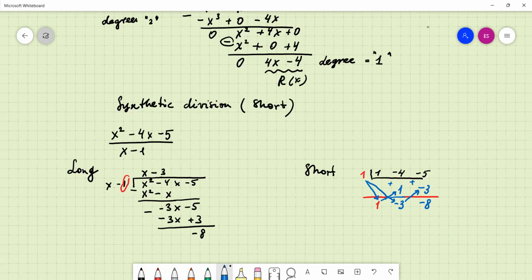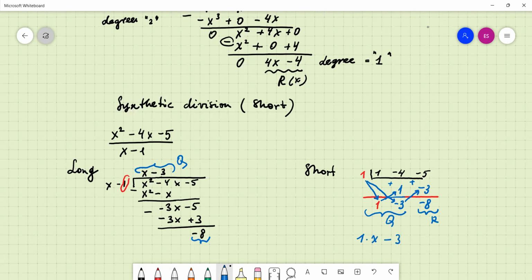Now that's much shorter than this, right? So what is minus 8? Minus 8 is going to be a remainder. What is this? That's a quotient. The quotient here is going to look like this. It does not have any x, but actually we are going to add x over here to 1. We are not adding, multiplying actually, minus 3.